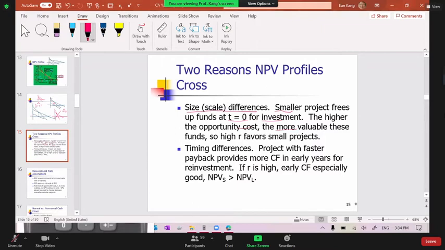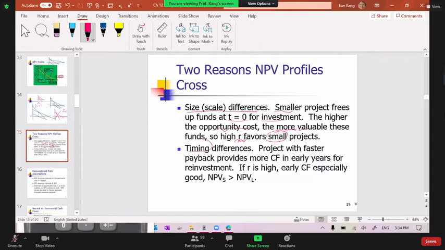Okay. So smaller projects: the higher the opportunity cost, the more valuable these funds. So high R favors small projects, because if the discount rate is high, then money is more valuable, right? So R favors small projects. Then you have more money available for other projects.